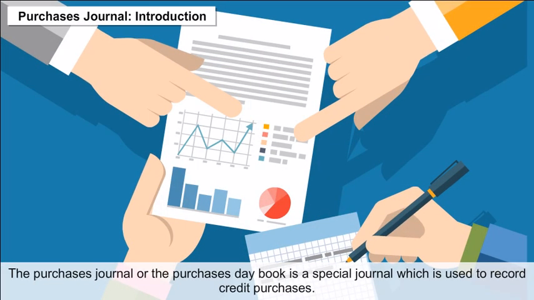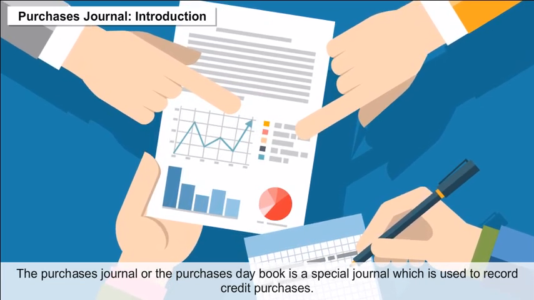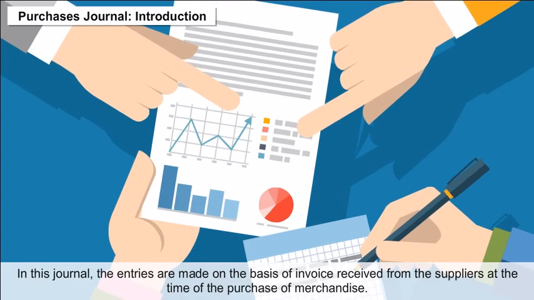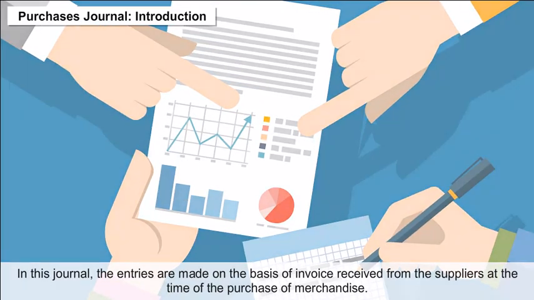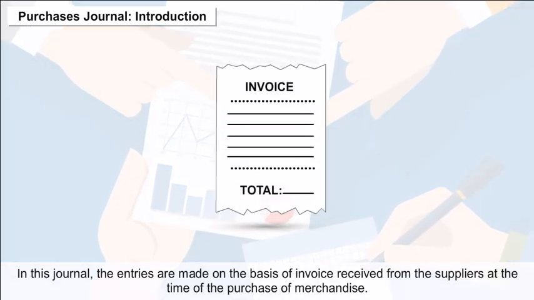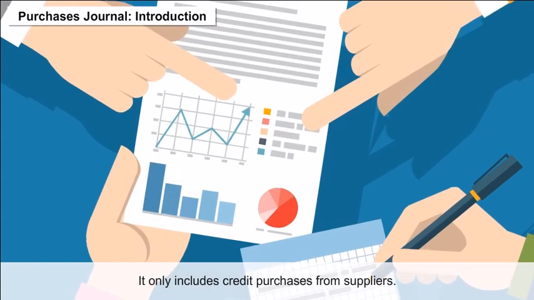Purchase Journal Book. The Purchases Journal or the Purchases Day Book is a special journal which is used to record credit purchases. In this journal, the entries are made on the basis of invoices received from the suppliers at the time of purchase of merchandise. It only includes credit purchases from suppliers.